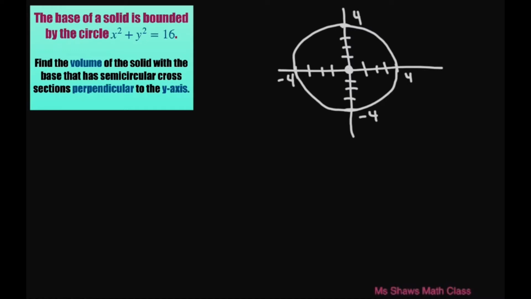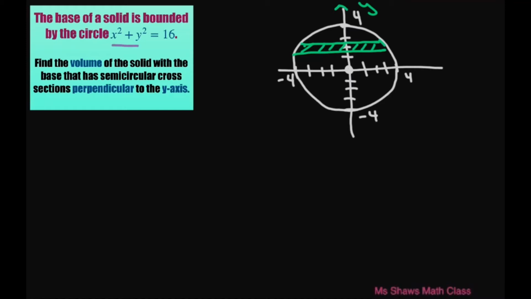All right. So basically it says it has this cross section that's perpendicular to the y-axis. So I can draw it, say, right here. This is a cross section right in here. Looking at it like that. So since it's perpendicular to the y-axis, I want to solve for x.